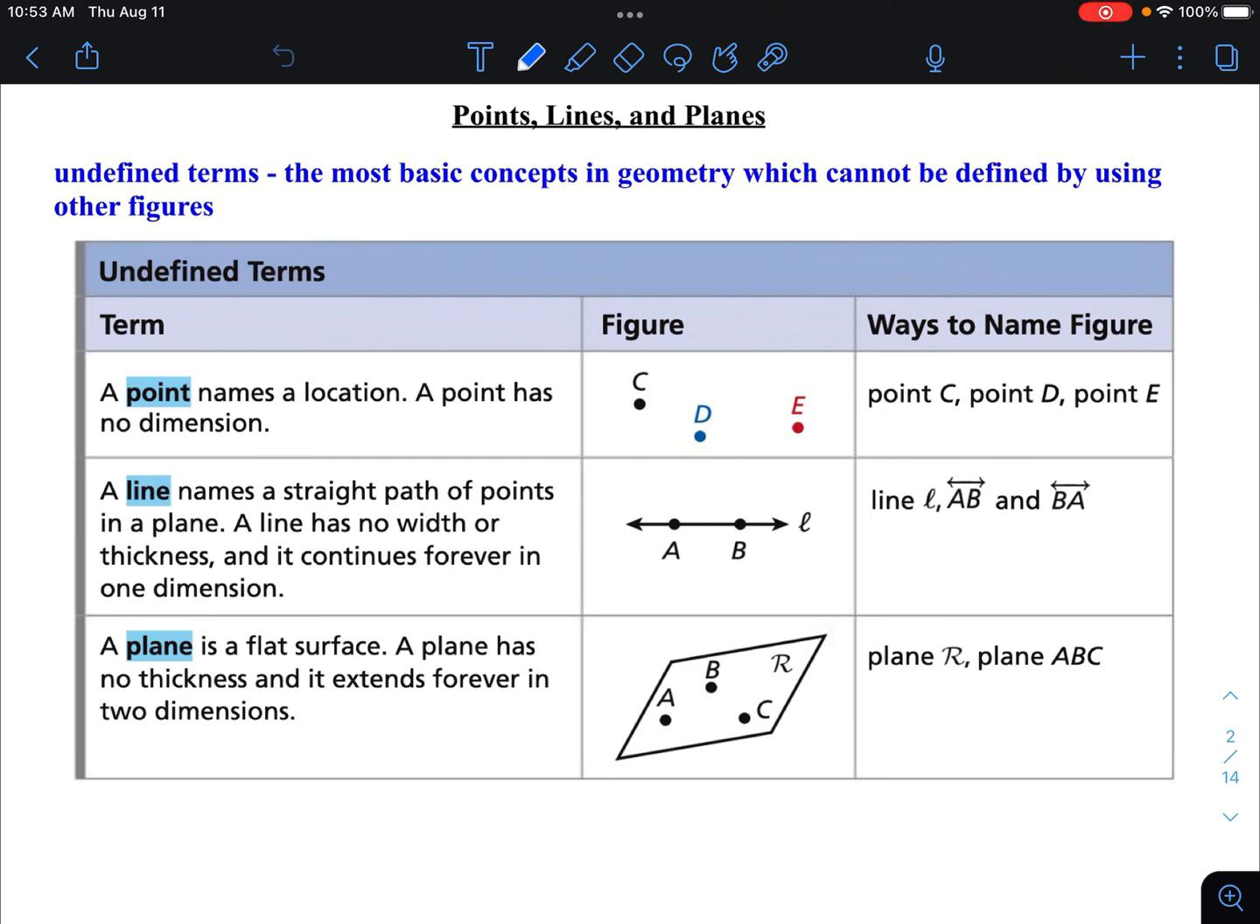plane. So point, naming a location. Normally they are capital letters with a point somewhere around them, and we name them just like capital letters: point C, point D, point E.